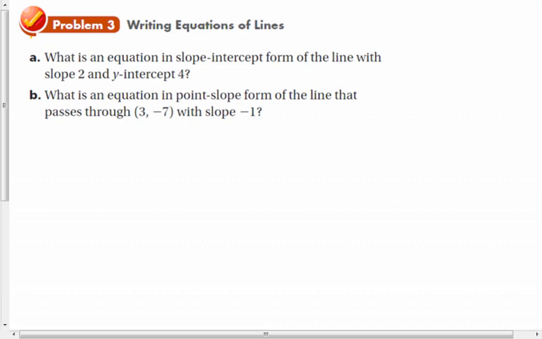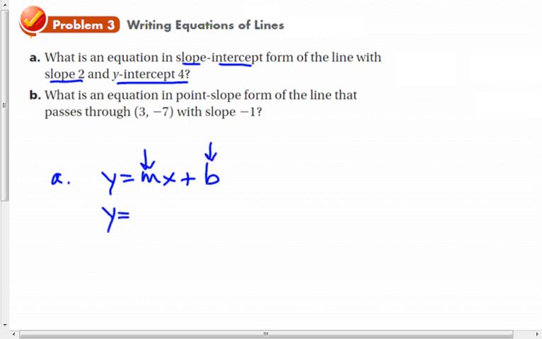All right, we're going to write a couple equations now with the information given. In the first problem, we're given that the slope is 2 and the y-intercept is 4, and we want the equation in slope-intercept form. So that looks like this: y equals mx plus b, and m is the slope, b is the y-intercept. So we can just substitute our slope 2 in for m, and our y-intercept is 4. Substitute that, and we have the equation.